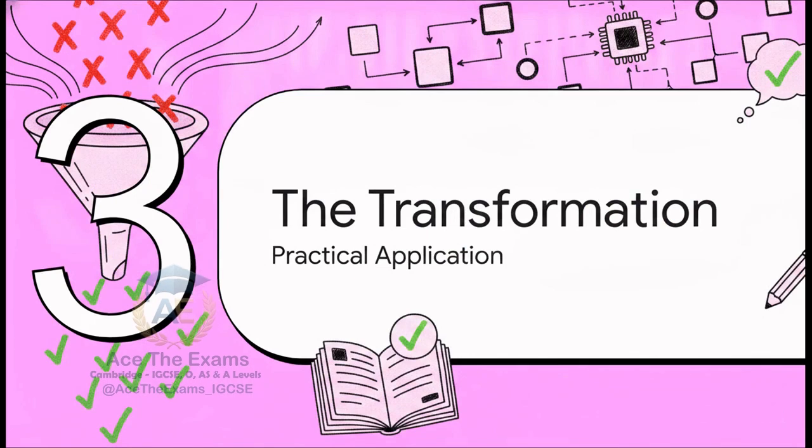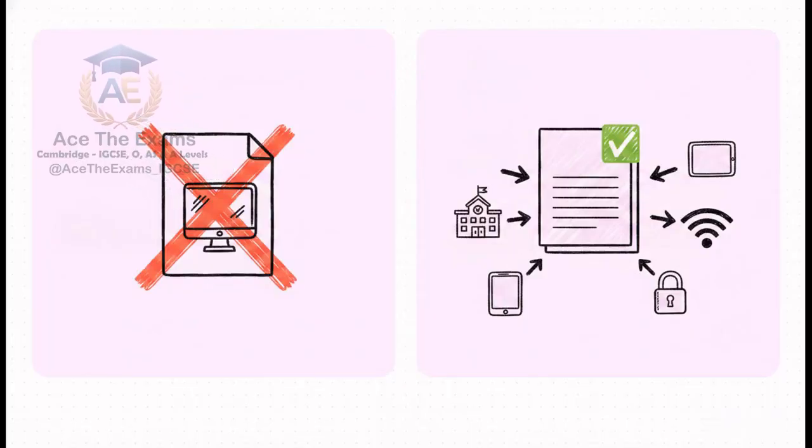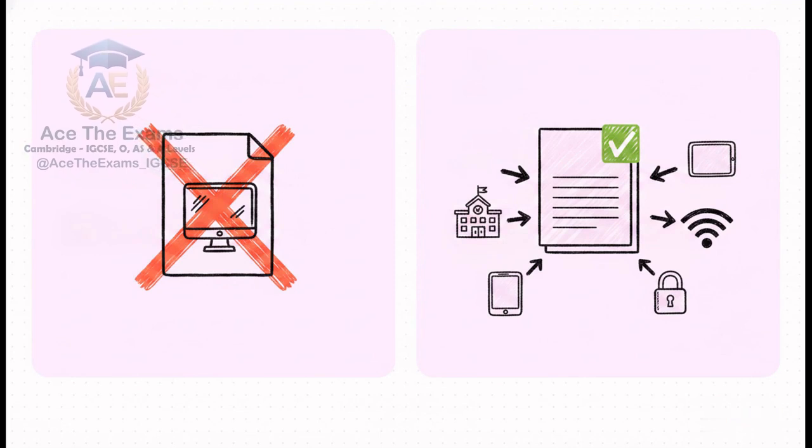All right, Section 3, the transformation. This is where theory becomes practical application. Let's actually put this PEEL framework into practice right now. We are going to turn those red pen marks into green check marks.